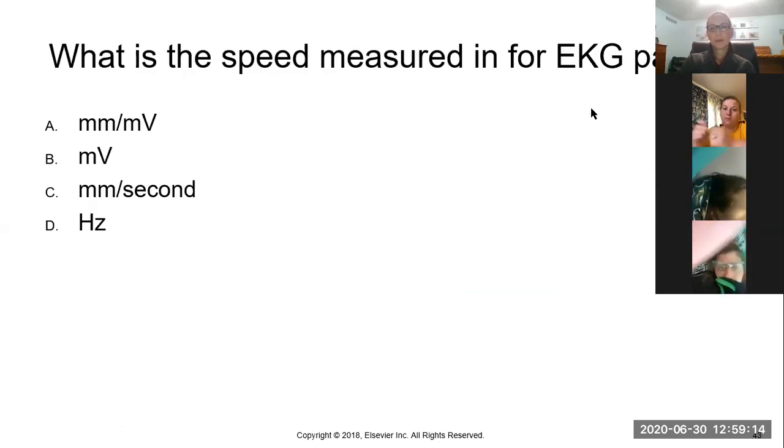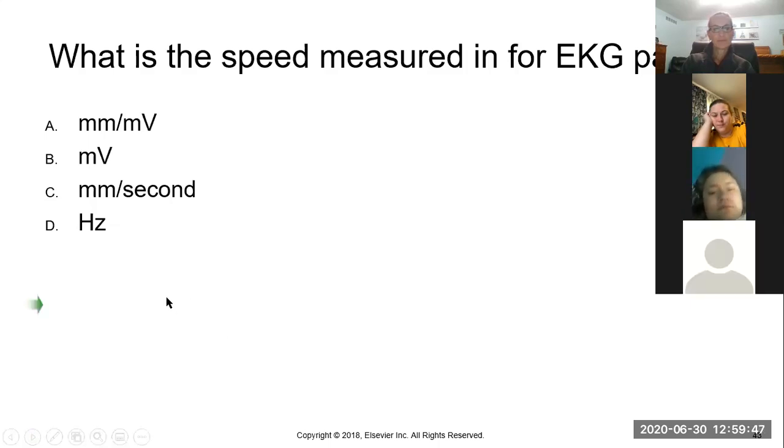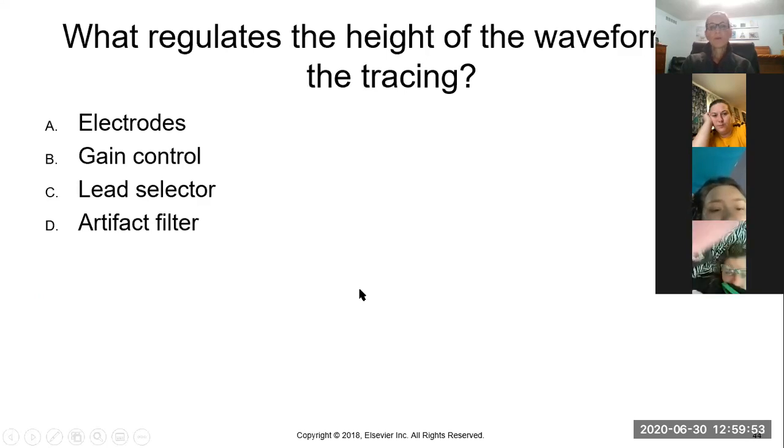All right, let's see here. What is the speed measured in for EKG papers? All right, right. Millimeters per second. What regulates the height of the waveform on the tracing?